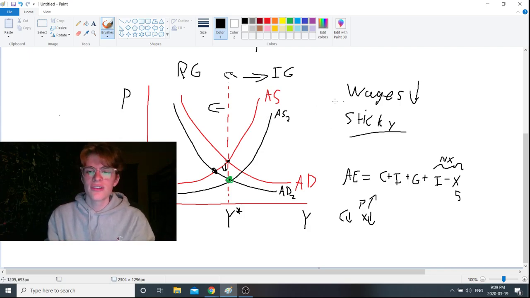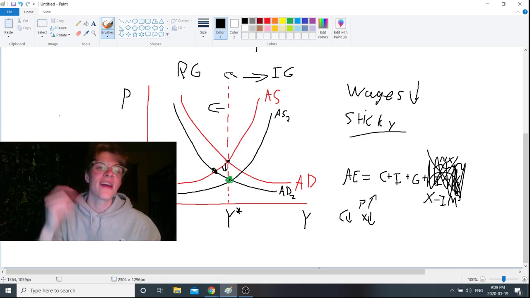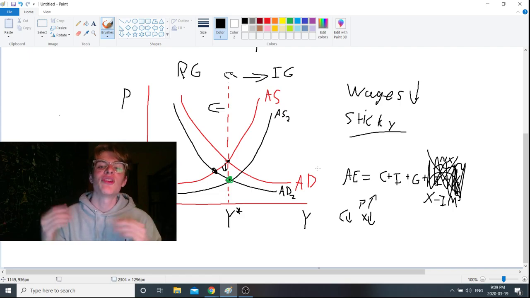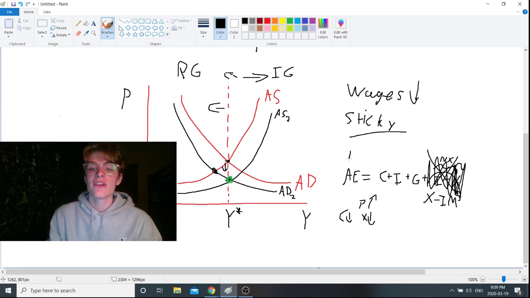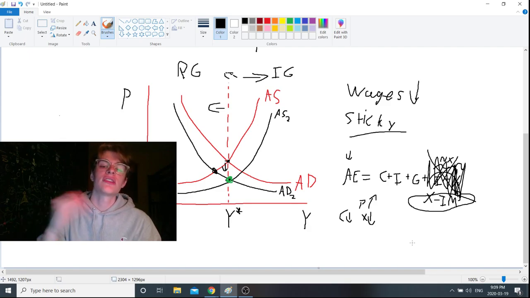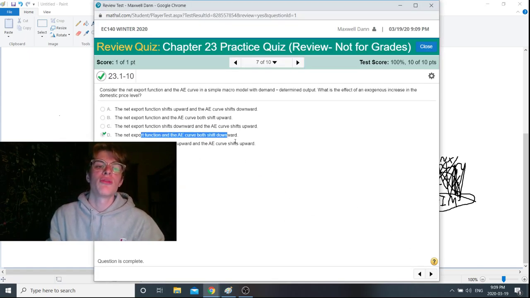Wait, just kidding. NX is not I minus X. It's X minus IM. That makes more sense. So that way, when our X goes down, AE also goes down. So both of these things are going down with AE. So that causes our AE curve to shift downwards. And naturally, because this is our net export function, our net export function is also going to go down. So both of these are going to shift downward.